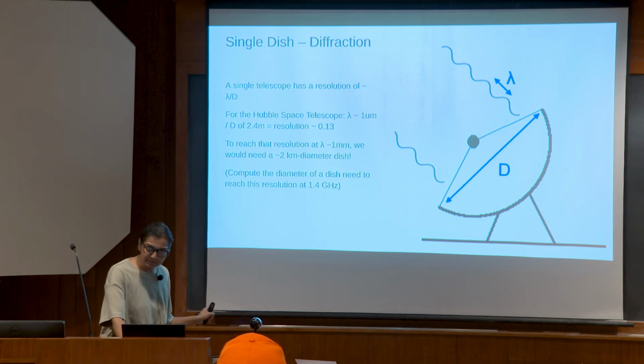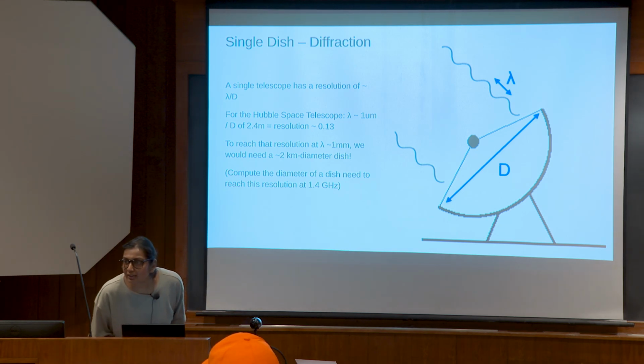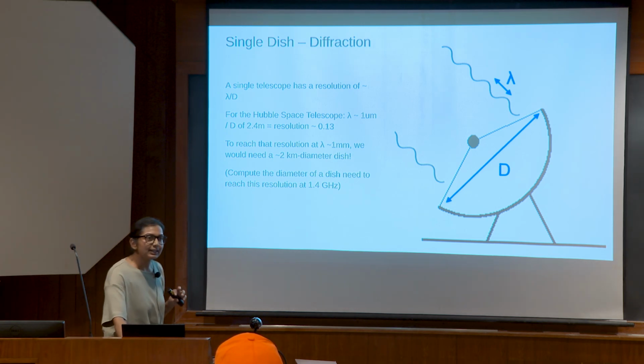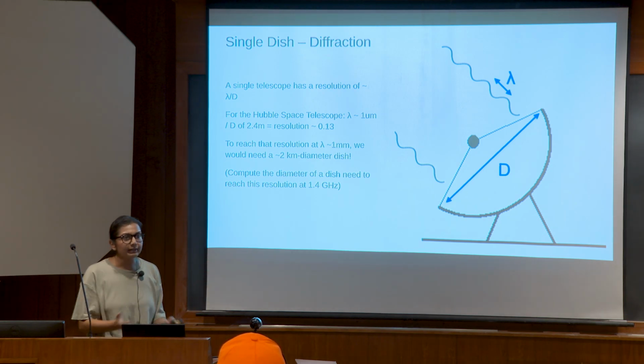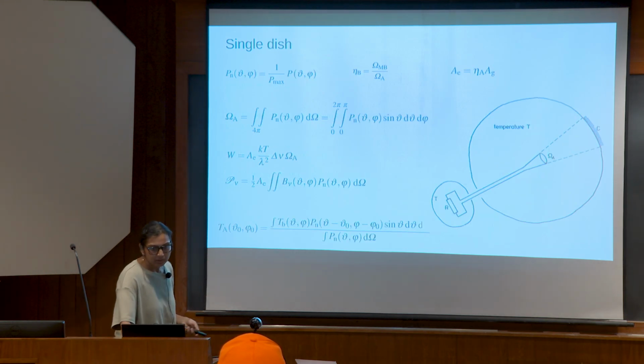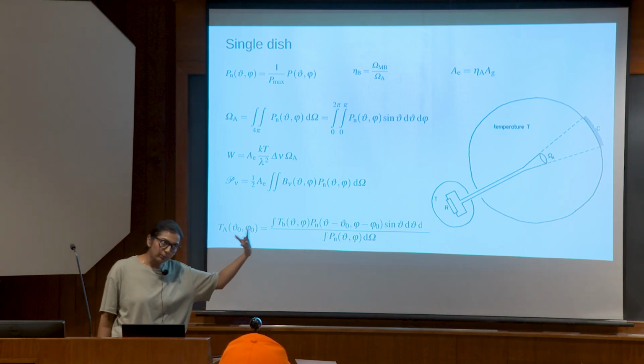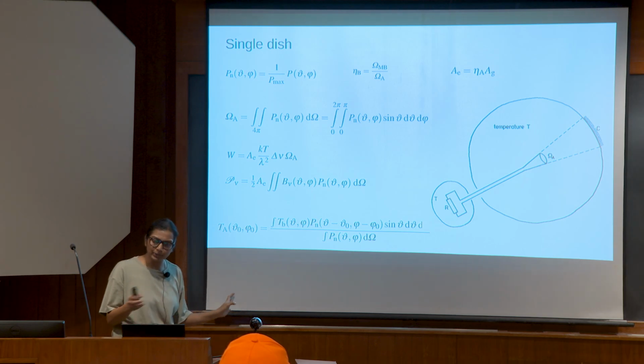You add many dishes. That will come later, we call it aperture synthesis. You add many small dishes and it becomes like one big dish. But quickly, there are many single dish radio telescopes. We spoke about FAST, I showed you Green Bank, there are a bunch of these things.